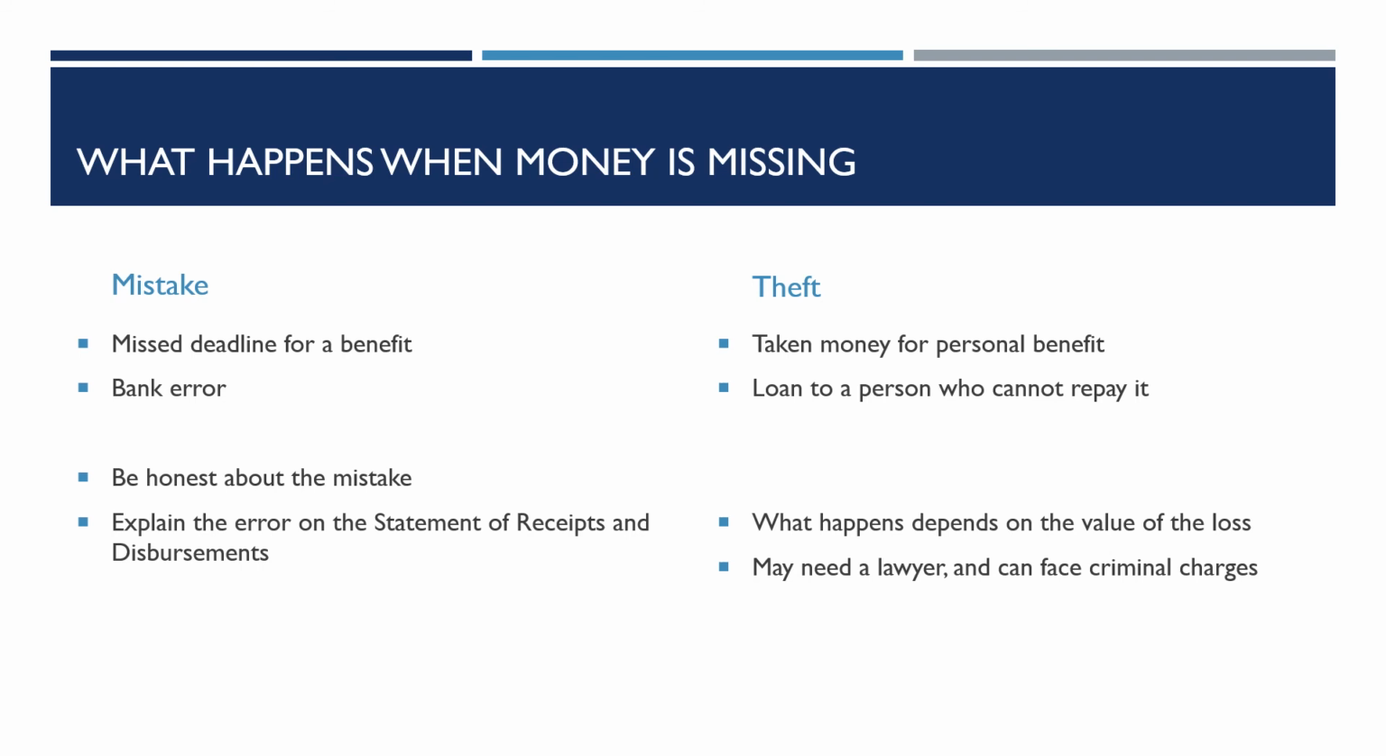When money is missing from the estate and cannot be replaced, what happens depends to some extent on how much money is missing. The executor may be able to pay back the missing amount. In cases where this isn't possible, the executor could face criminal charges. At this point, the executor would need a criminal lawyer rather than an estate lawyer.